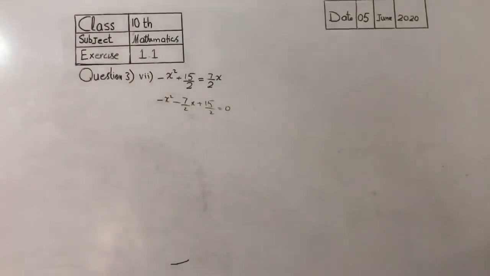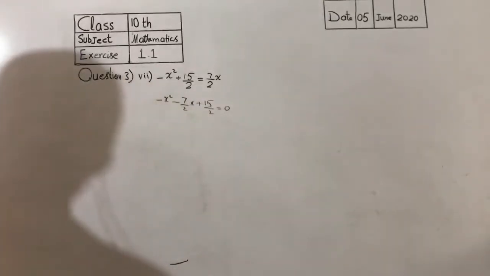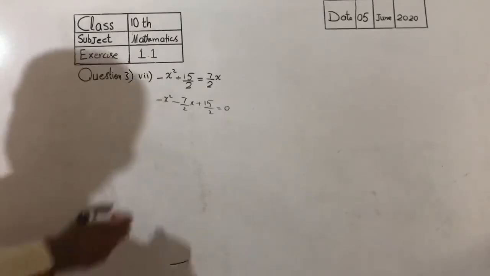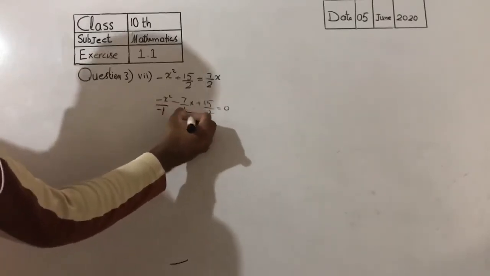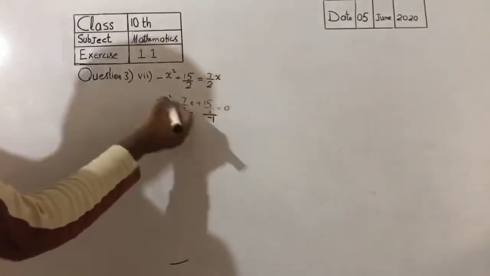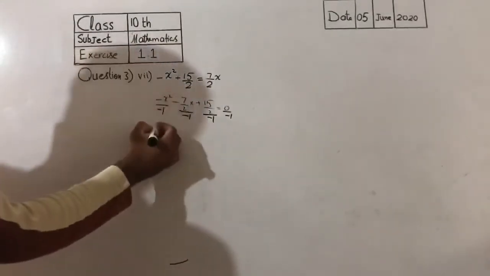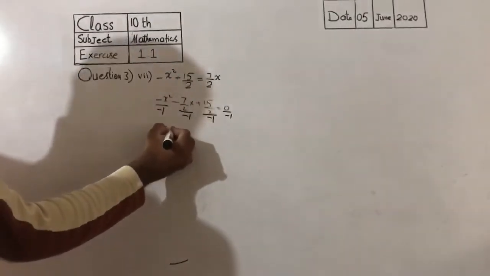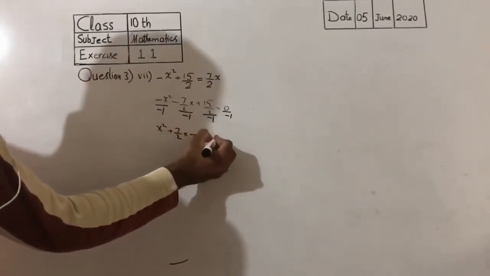You know that in next step we make the coefficient of x square 1, but here you can see it is minus 1. To make it plus 1, we divide it or multiply it by minus 1. So I divide here by minus 1 in next step. You can also multiply it or take minus 1 common. Now here I get plus x square, here I get plus 7 over 2x, here I get minus 15 over 2 is equal to 0.